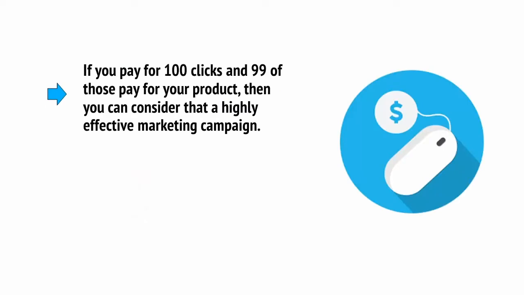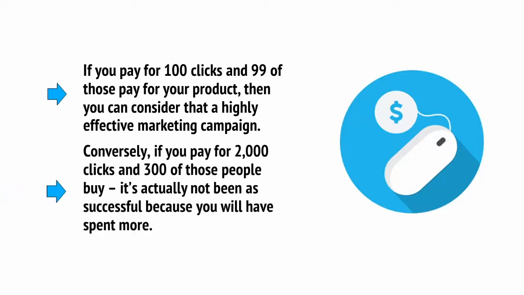If you pay for 100 clicks and 99 of those pay for your product, then you can consider that a highly effective marketing campaign. Conversely, if you pay for 2,000 clicks and only 300 of those people buy, it's actually not been as successful because you will have spent more.